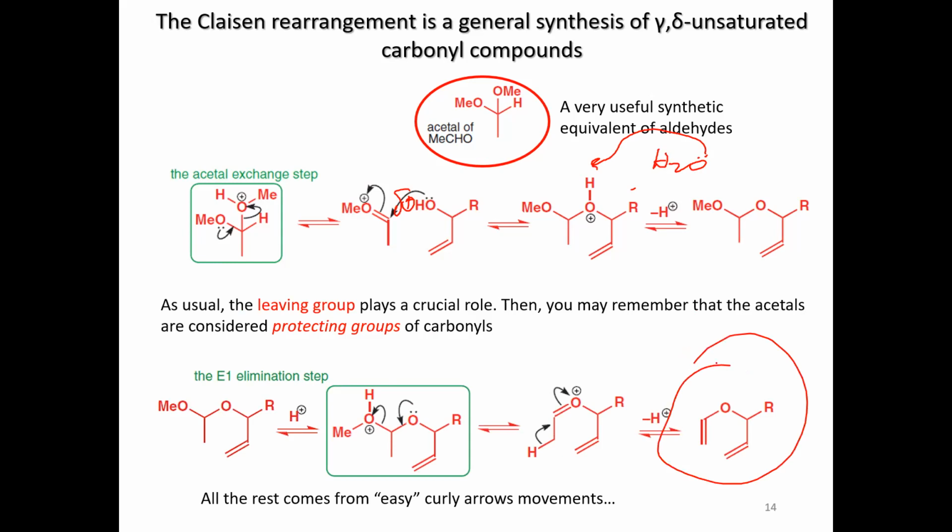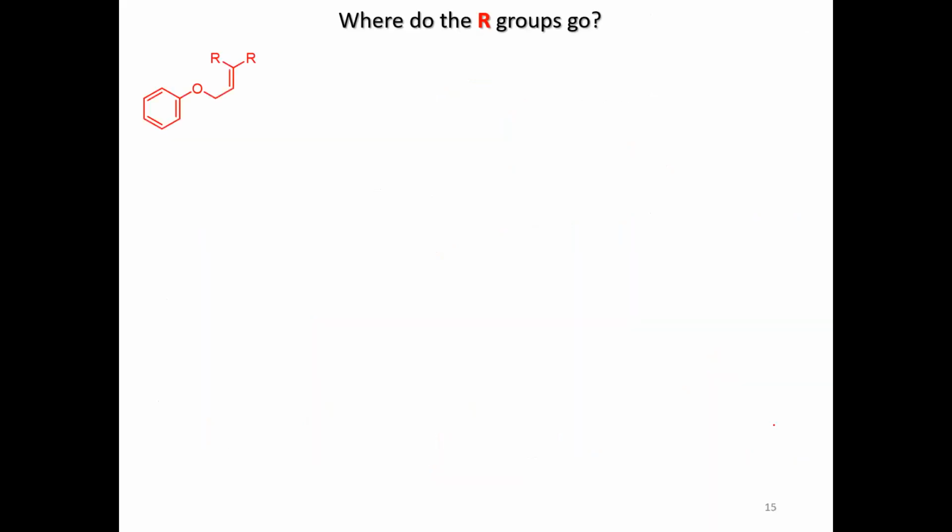So how does the Claisen rearrangement work? Always a movement of the arrows, and then eventually it moves things around. It's much easier if you see it with an exercise. If I show you this one, and I tell you that it does a Claisen rearrangement, can you show me where the two R groups will be in the final molecule? Can you show me the final molecule?